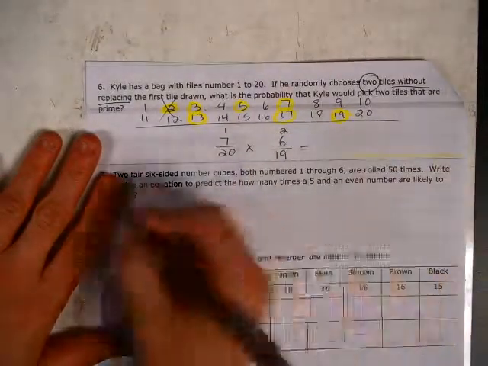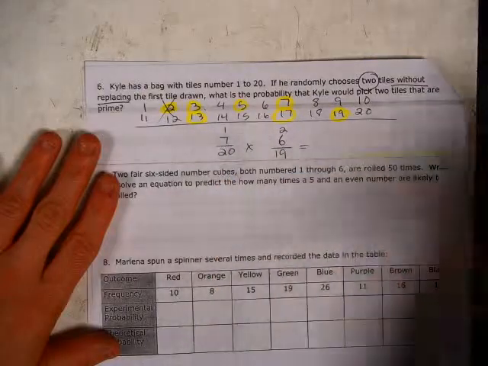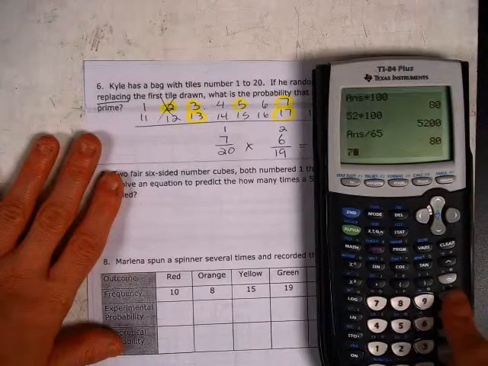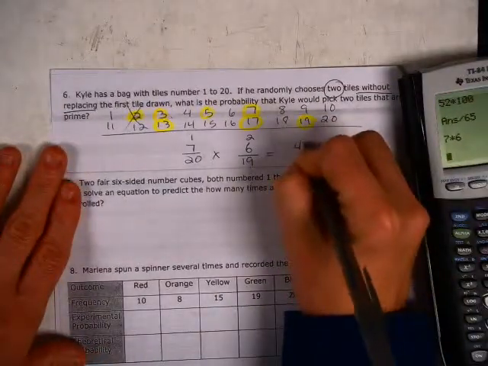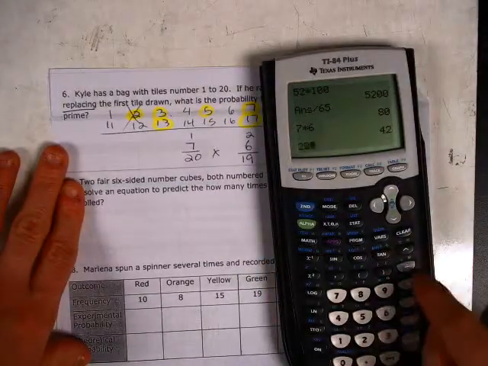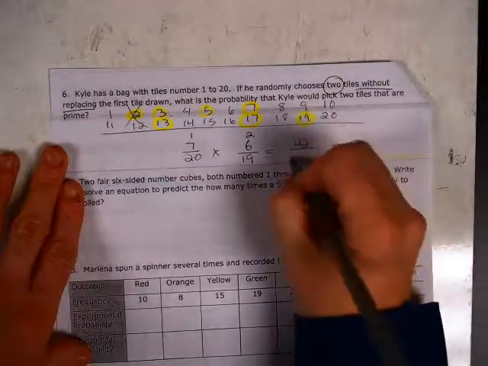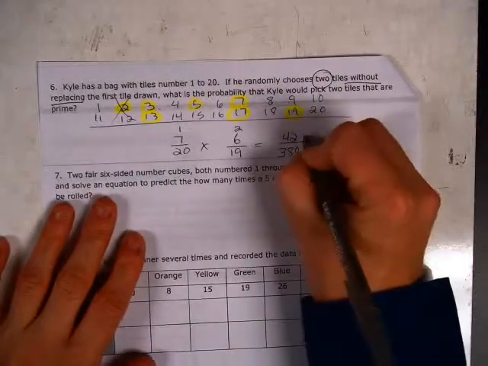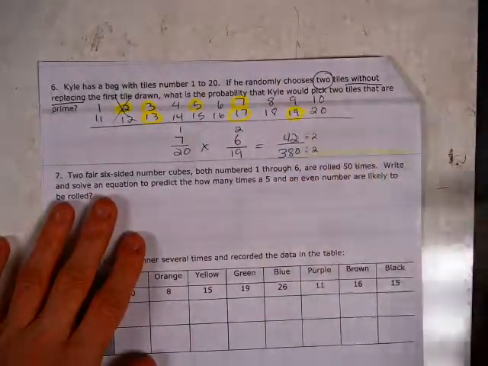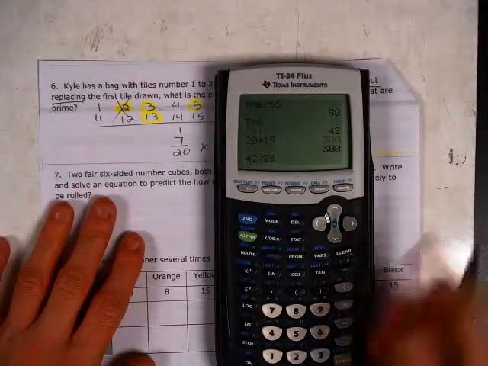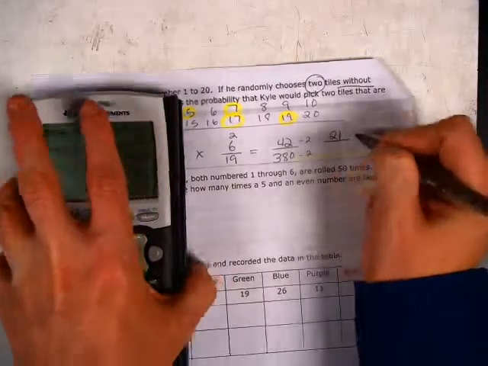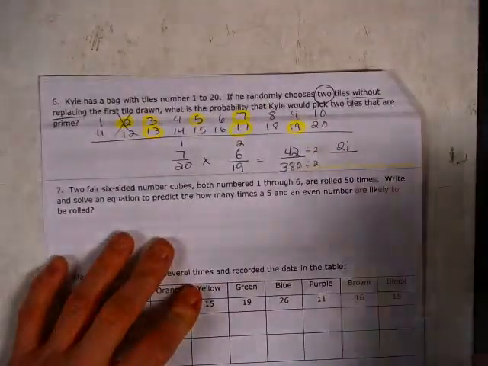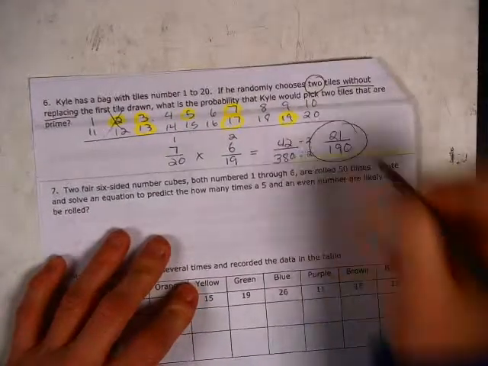So then I'm going to multiply straight across. 7 times 6 is 42. And 20 times 19 is 380. Those are huge numbers, but I'll notice that they both have even numbers, so I know I can divide by 2. So 42 divided by 2 is 21, and 380 divided by 2 is 190. So my answer is 21 over 190.